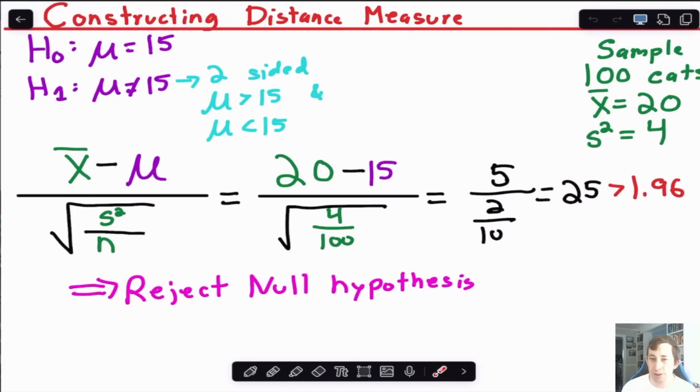We're not going to say whether the alternative is right or not. We're just going to say that we reject the null. Or in this case, suppose we got a number differently, and suppose our number was like 1.4. Well, 1.4 is less than 1.96, and so we would not reject the null. We would not necessarily accept the null. We would just say we don't reject the null.